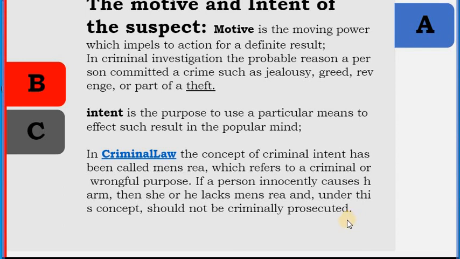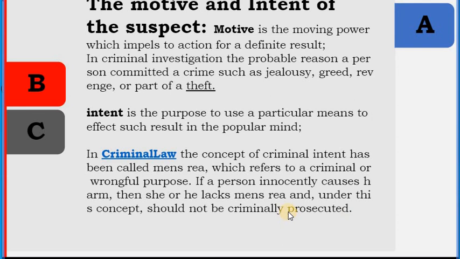For example, sa self-defense, di ba? Napatay mo yung taong sumasaksak sa'yo. Bakit? Wala kang intention na patayin siya. Ang gusto mo lang ay ma-save yung sarili mo. So, sa criminal law, sabi nga niya, if there is no intention, kahit nagawa yung isang crime, hindi ka maging criminally prosecuted.